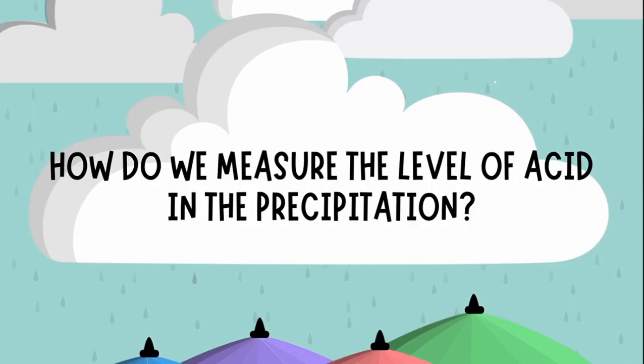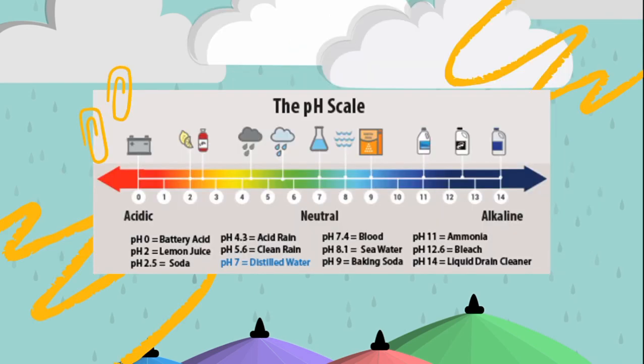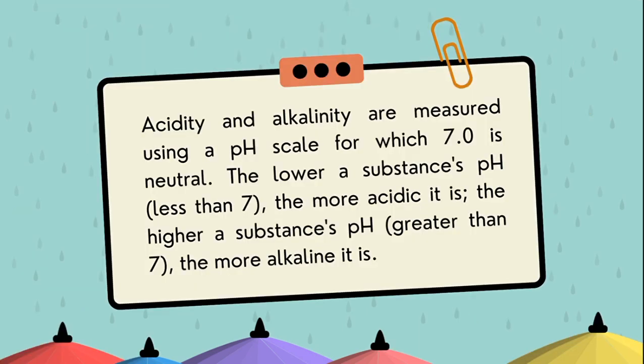Now, how do we measure the level of acid in the precipitation? We use the pH scale. Measuring the level of acidity will be further discussed by Mr. Cherry Lares in the next lesson. Acidity and alkalinity are measured using a pH scale for which 7 is neutral. Less than 7 is considered acidic, while greater than 7 is considered alkaline.